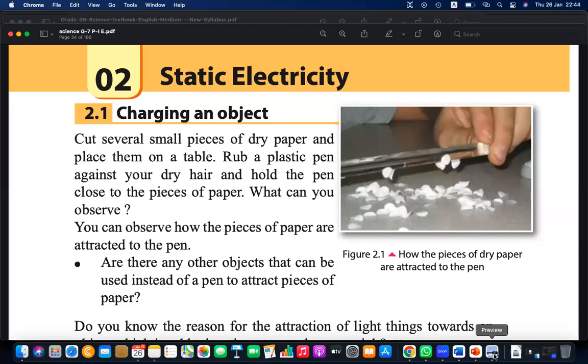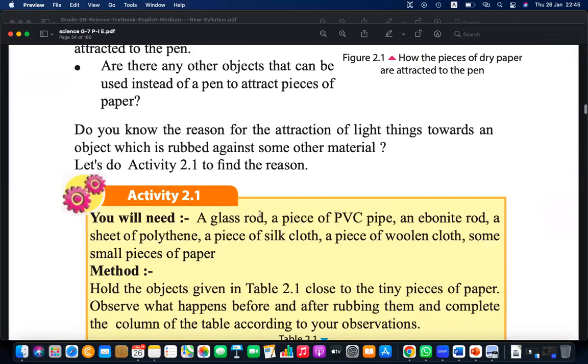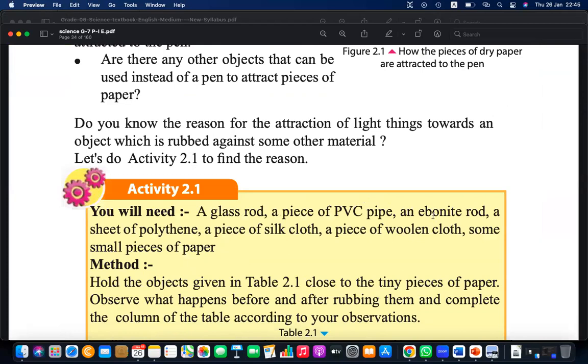Just get an idea of how this happens. You can test that with a plastic pen. Rub it against your skin or dry hair, or use a wool, nylon or cotton cloth, so try different things. Then we can use a glass rod, PVC pipe, and ebonite rod. Ebonite means hard rubber.